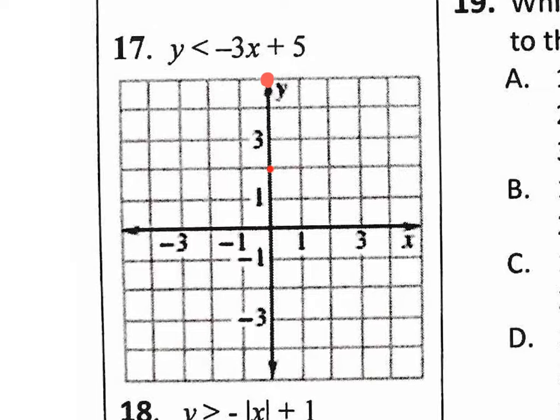Down 3 over 1. So you always run to the right. The positive or the negative just tells you if you go up or down. So down 3 over 1, put a dot there. Let's continue to go down 3 over 1, down 3 over 1. That way you get the line from one side of the graph to the other side of the graph.